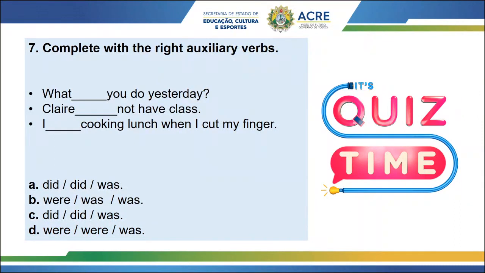7. Complete with the right auxiliary verb. What did you do yesterday? Claire did not have class. I was cooking lunch when I cut my finger. So the correct answer is letter A: did, and was. Pay attention that in I was cooking lunch, you have the verb plus ing.